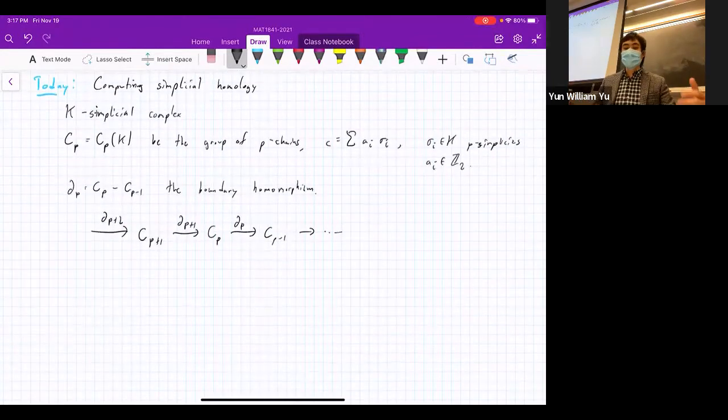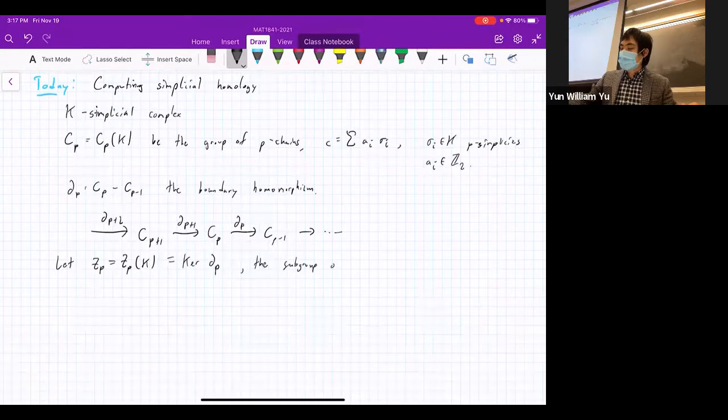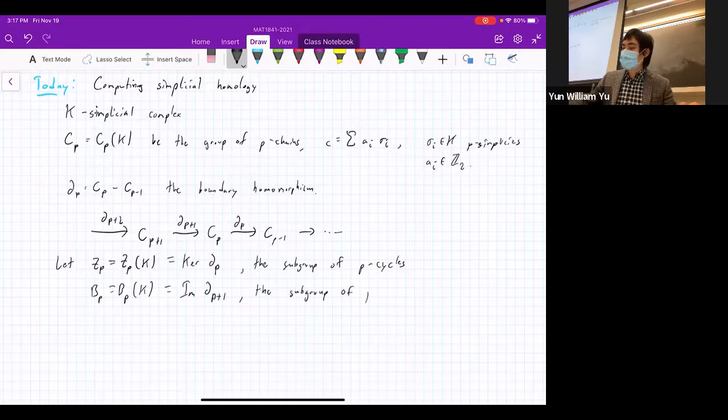And importantly, we have this boundary homomorphism, and we can look at these homomorphisms, these d_p, and we can look at their image and their kernel. We're going to let Z_p, which really is Z_p of K, but we're just going to call it Z_p, be equal to the kernel of d_p, and this is the subgroup of p-cycles. We're going to let B_p, which really is B_p of K, be the image of d_{p+1}. This is the subgroup of p-boundaries.